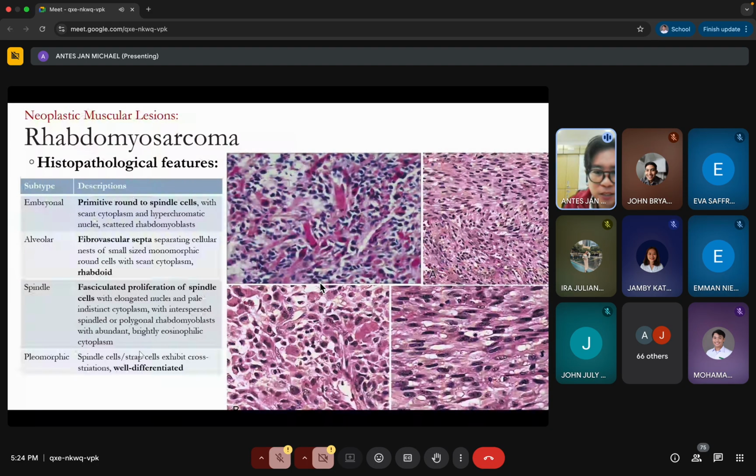Pleomorphic, on the other hand, you will see lots of cells ranging from rhabdomyoblasts to strap cells. So you can also see spindle shaped cells, strap cells, well differentiated cells. That's why it's pleomorphic, because you can see lots of forms of different types of differentiation of the muscular cells. So you will see strap cells. You will also see round cells, similar to embryonal, and strap cells.